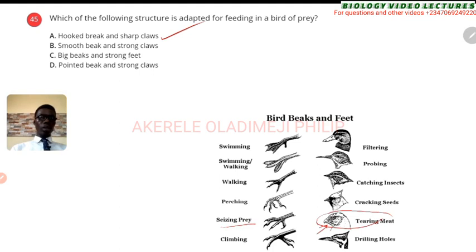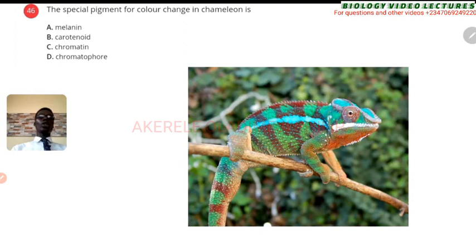The special pigment for color change in the chameleon is, this is a chameleon that has all sorts of colors. They can assume all sorts of colors, through a pigment called chromatophore, which helps them change color. This nature makes them remain undetected in their habitats, so they can easily camouflage and catch their prey.